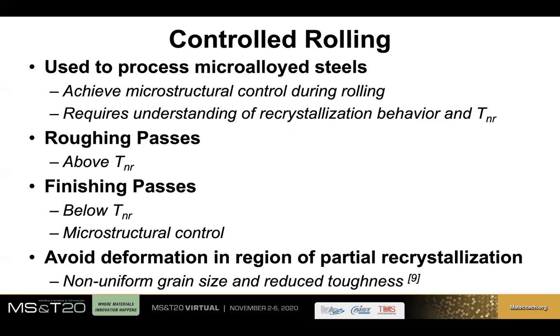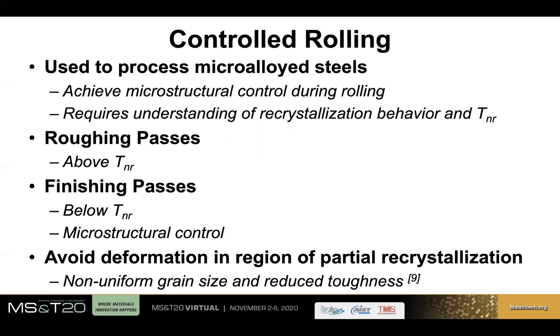So roughing passes are conducted above TNR, where complete recrystallization occurs between passes. The material is then cooled below TNR, and ideally below the full range of temperatures where partial recrystallization occurs, into a regime where recrystallization is fully suppressed. Finishing passes then take place below TNR, and this is where we achieve our desired microstructural control.